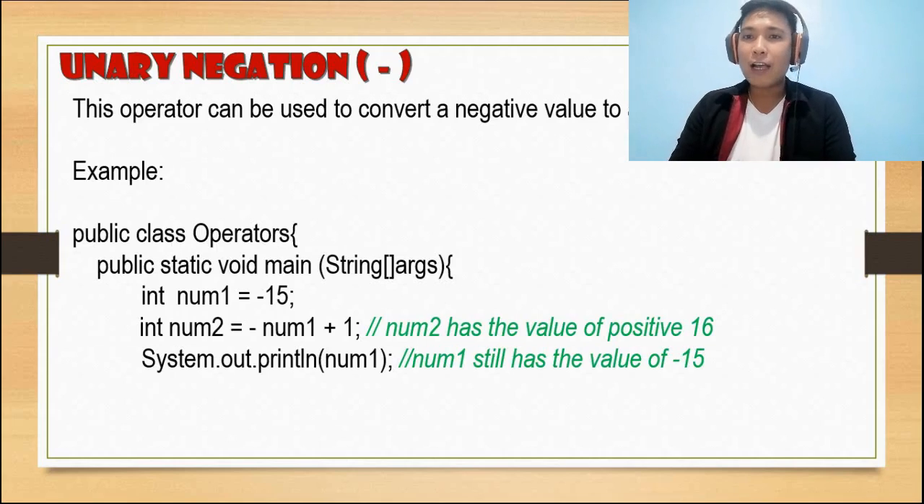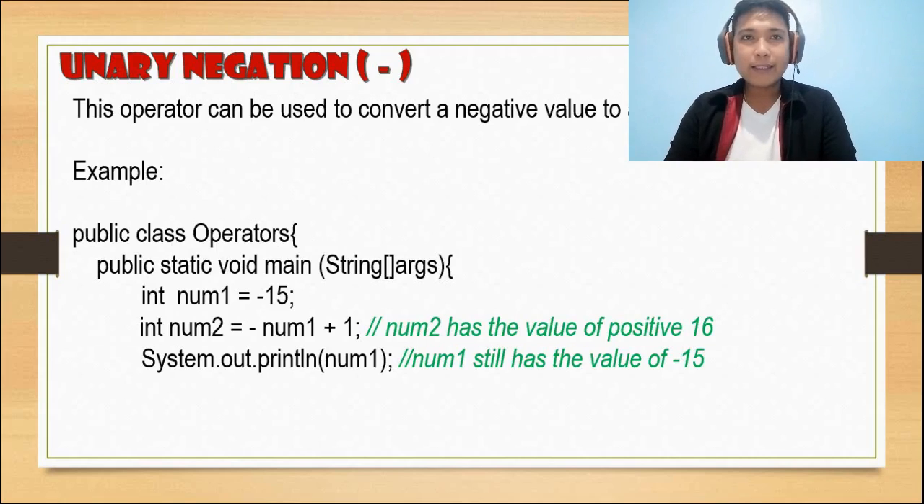Okay, so vice versa. Say for example the value of our variable is positive, then we put unary negation on our variable, meaning we are changing the current state of the value of the variable from positive to negative.